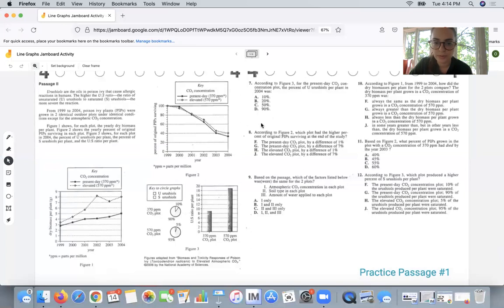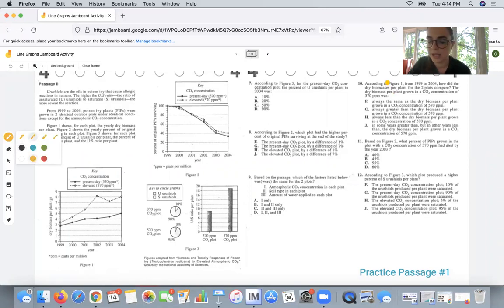7, nope, that's figure 3. 8, nope, figure 2. 9 is 2 plots. You want to save that for later, for the end after you've looked at all of the plots. 10, all right, 10 is about figure 1, so let's look at number 10. Let me grab my highlighter.